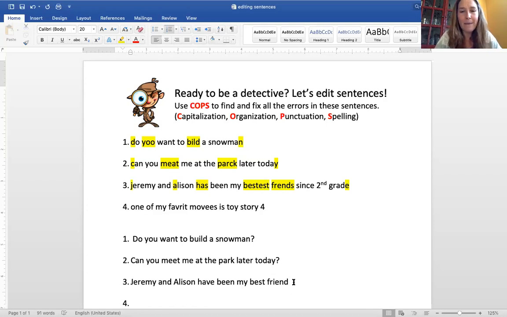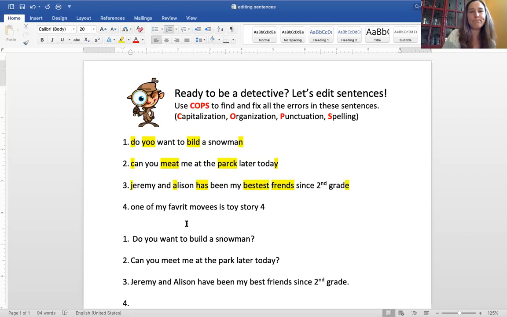Jeremy and Allison have been my best friends since 2nd grade. Now, I had 2 questions, but this does not sound like I'm asking a question, and I might be excited about having friends, but it's not like, Jeremy and Allison have been my best friends since 2nd grade. No, so I'm putting a period.